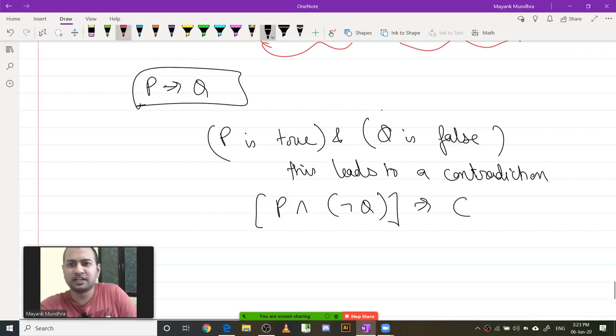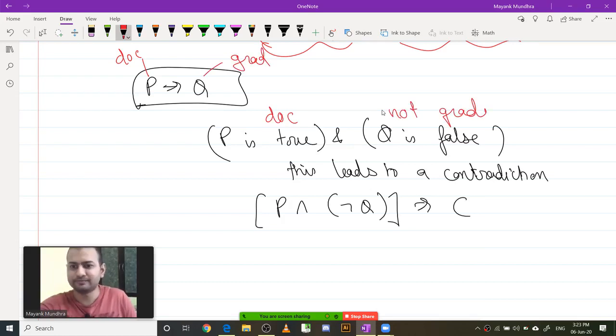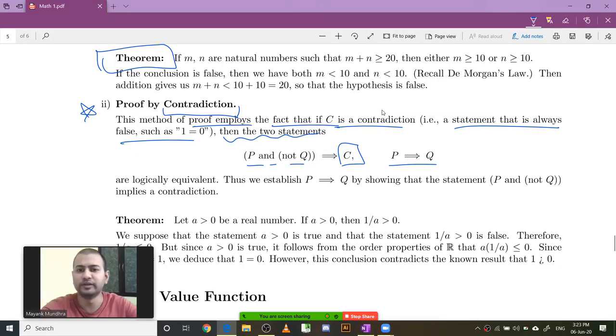For example, the statements were P: X is a doctor and Q: X is a graduate. What I am trying to say is, suppose you have a person who is a doctor but he is not a graduate, then how did he become a doctor? So how did you become a doctor if you are not a graduate? That's what we are trying to do here.